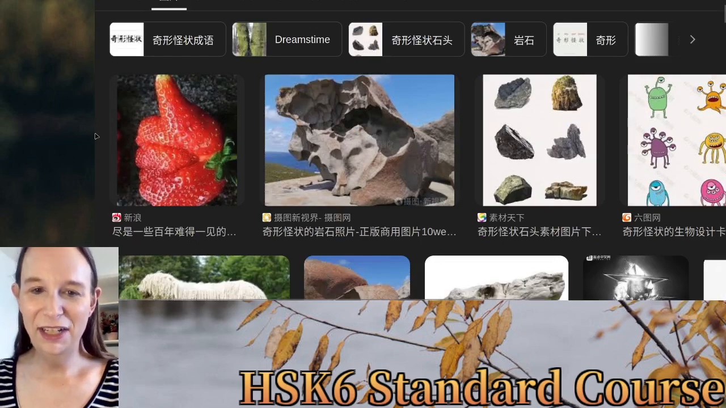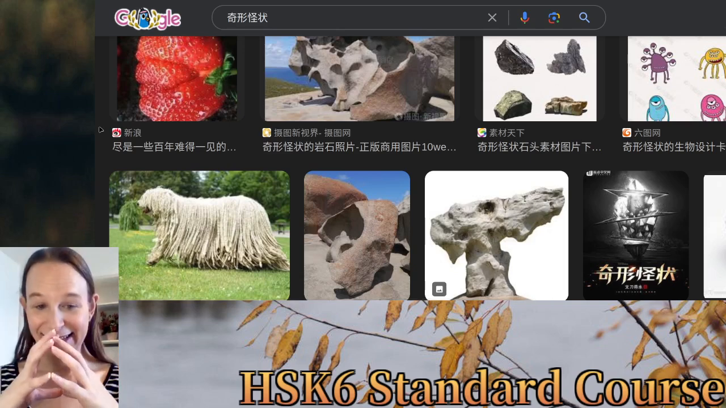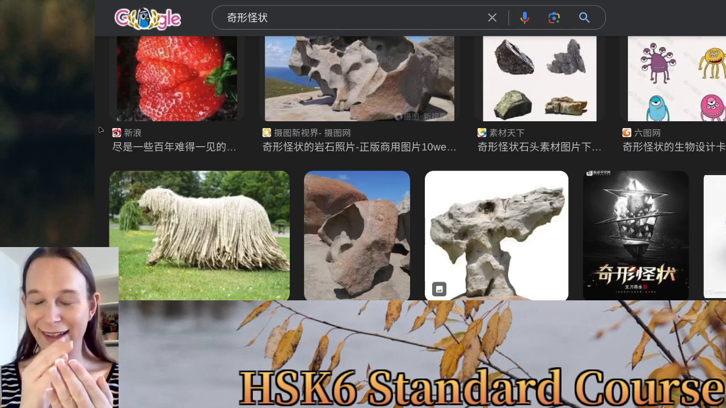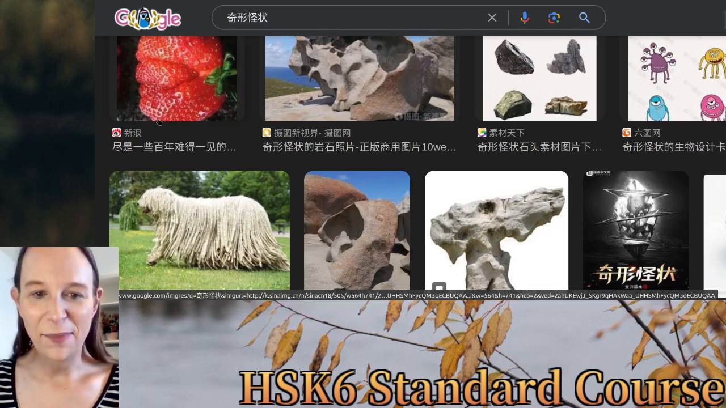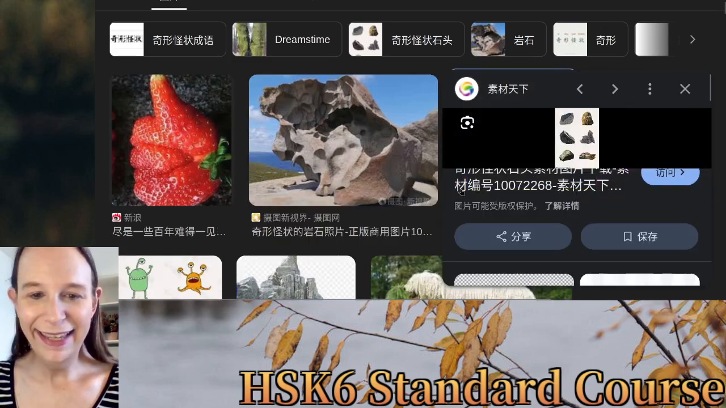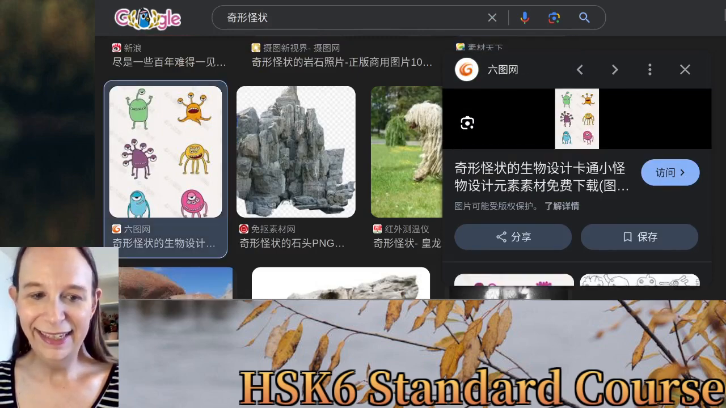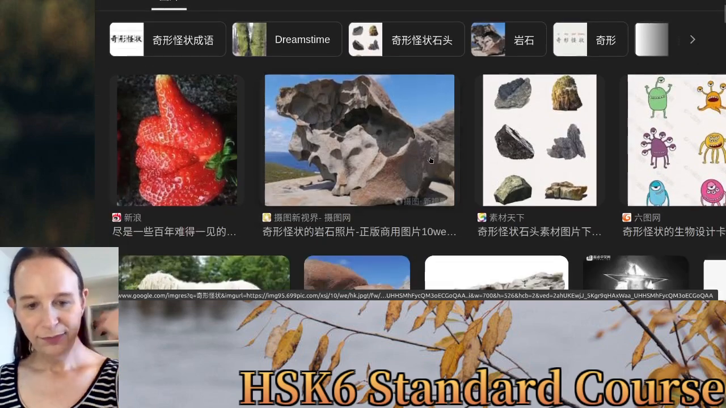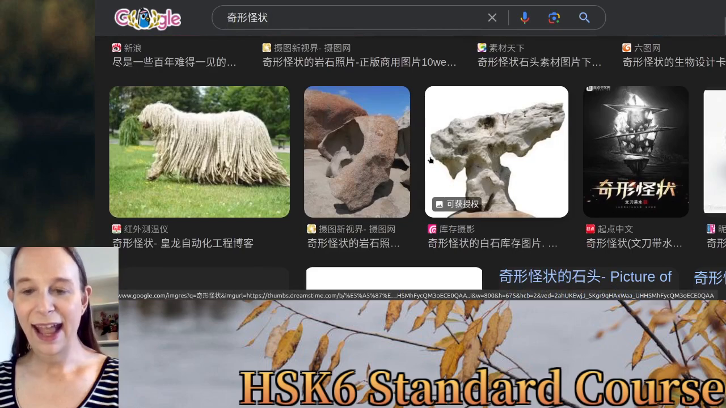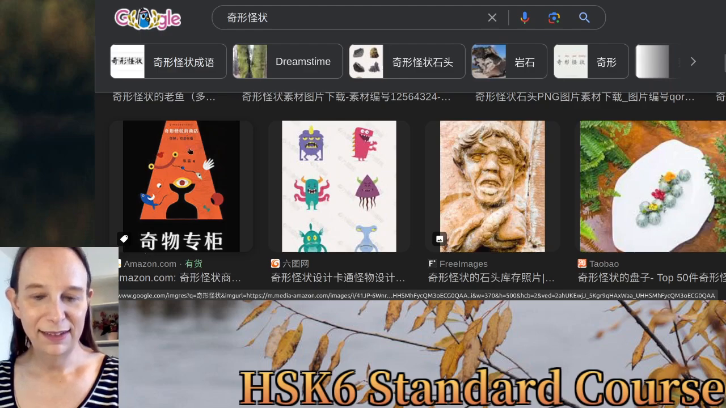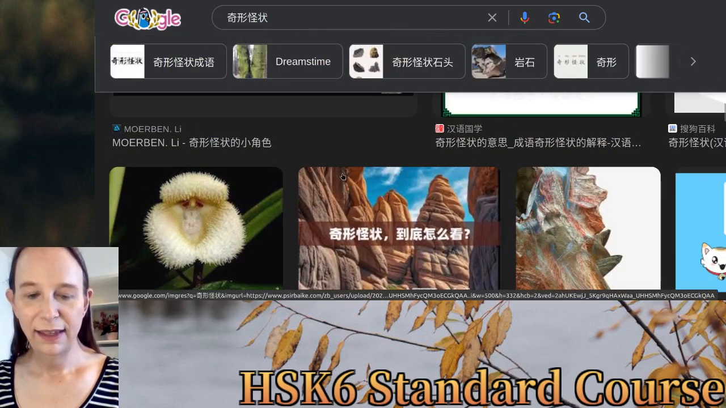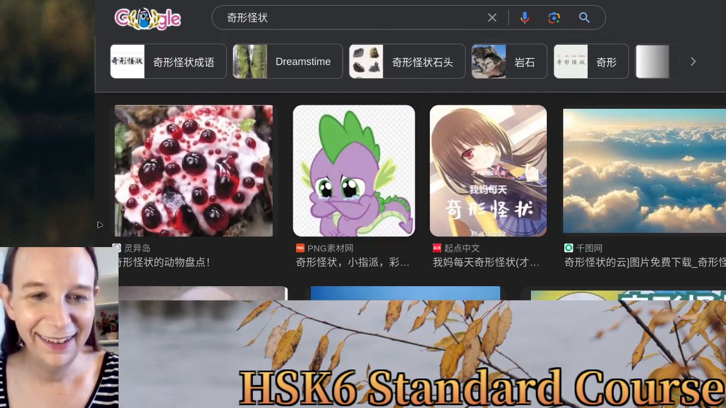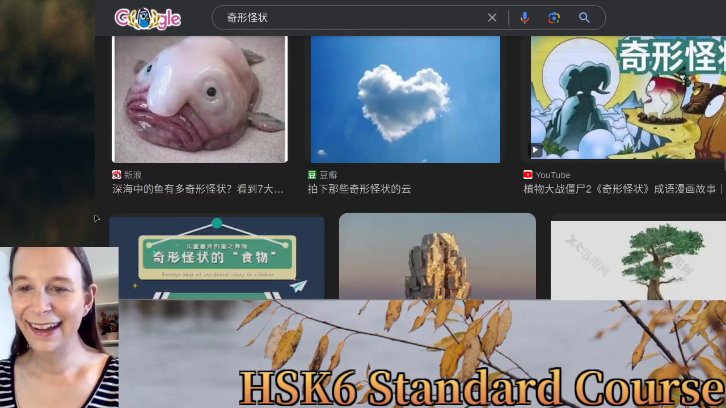Okay, this is an unusually shaped strawberry. 它的形状 What is it? 很奇怪 Yeah, 它的形状很奇怪。这是一个奇形怪状的草莓。This is like various wacky shaped objects, wacky shaped aliens, fantastic oddities in every description, grotesquely shaped. Yeah, so we're talking about things that have abnormal shapes, and usually you're talking about a large number of them as well. 奇形怪状到底怎么看？哦，可怜的妖怪。All right. You get the idea.